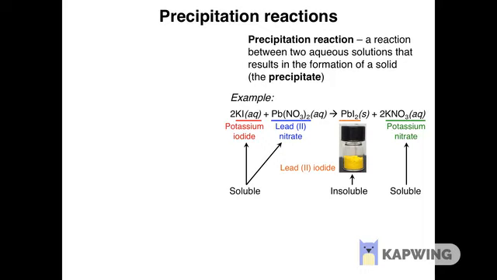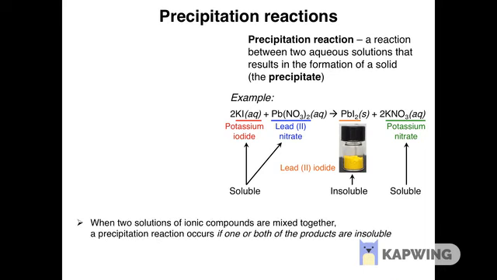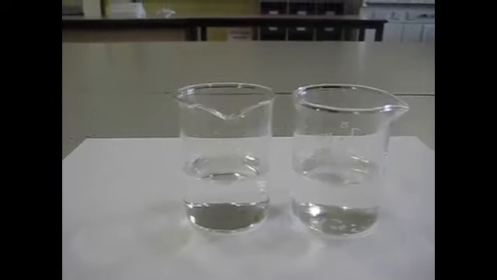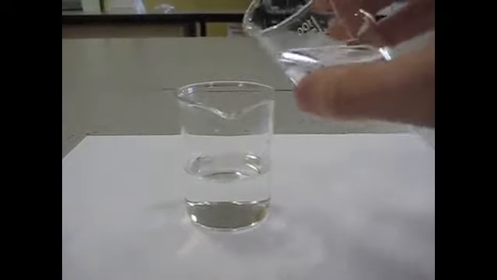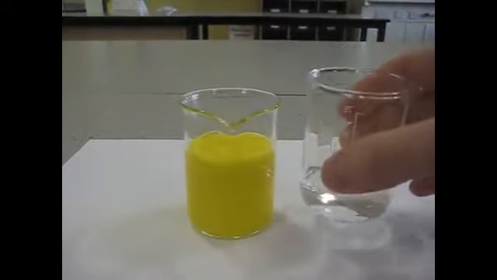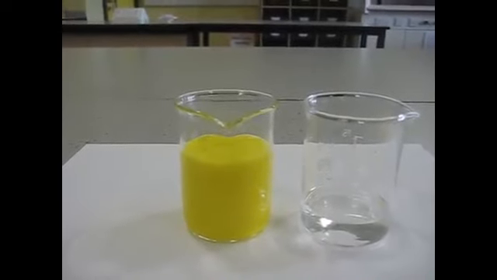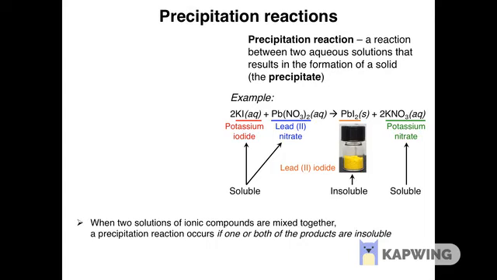In this reaction, we combine two aqueous solutions and form at least one product that is not soluble, in this case, lead-2 iodide. Therefore, by definition, this reaction is a precipitation reaction. Let's watch this reaction on video. The yellow-colored compound is lead-2 iodide. Small solid particles of it are formed throughout the solution and will settle to the bottom of the container over time.